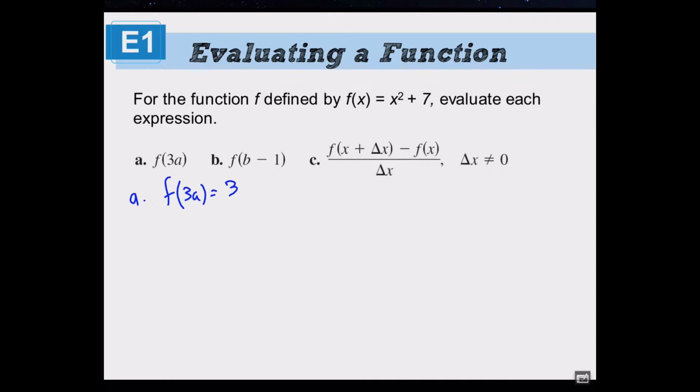3a squared. Quantity squared. Plus 7, which would equal 9a squared plus 7. Anything else we can do with that? I don't think so. Nope, done.